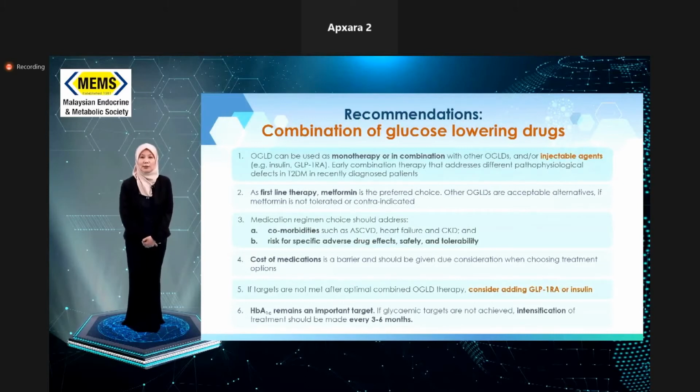Medication regime choices should address other comorbidities as mentioned above, and also risk for specific adverse drug effects, safety, and tolerability. Cost of medication should be given due consideration, and if targets are not met, the injectables including GLP-1 receptor agonists or insulin should be considered. And most importantly, HbA1c remains as the most important target and should be evaluated every 3 to 6 months.